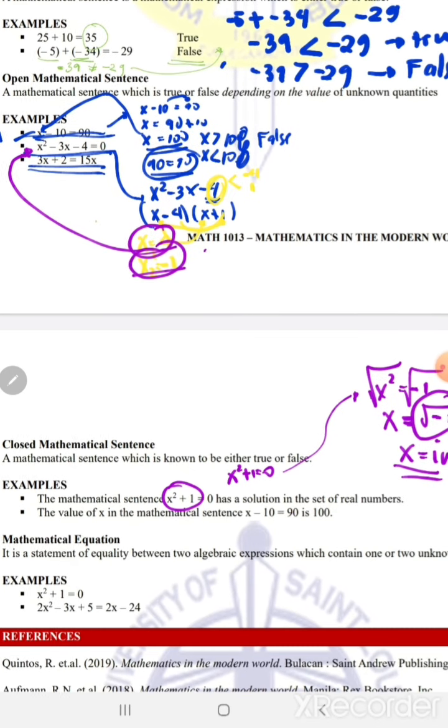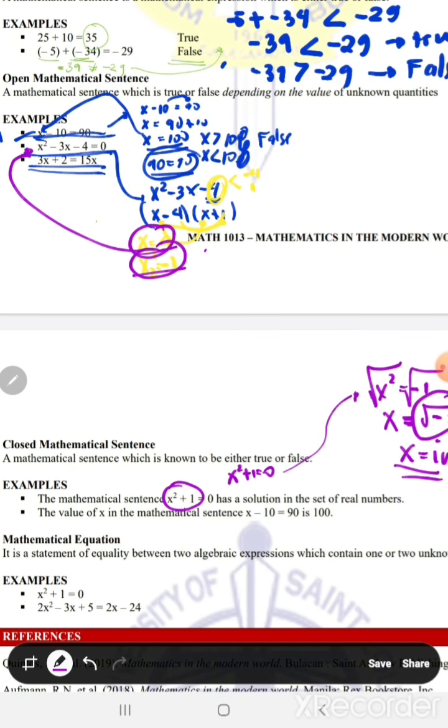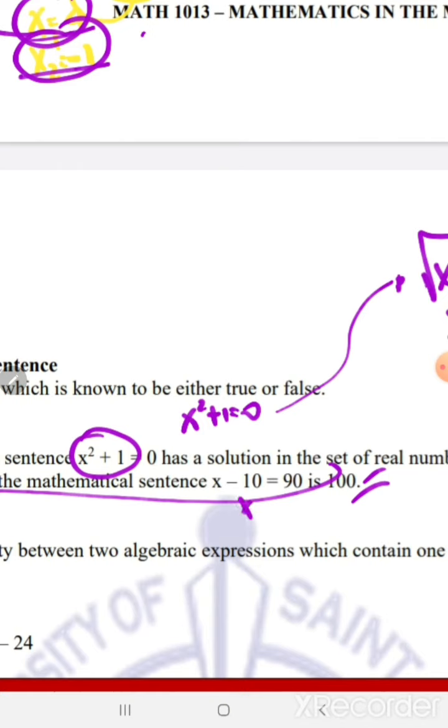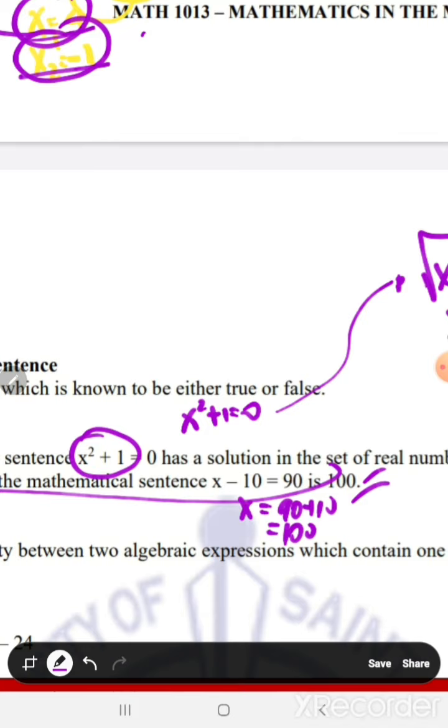Next, the value of x in the mathematical sentence x minus 10 equals 90 is 100. This mathematical sentence is true. Basically, if you get the value of x, you will have 90 plus 10, which is equal to 100. Okay?